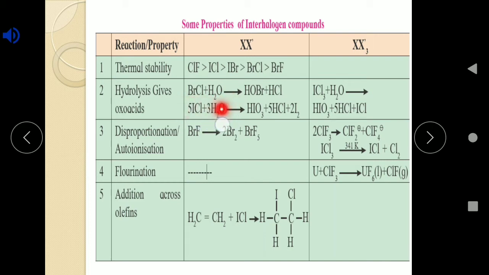Now, BrCl on water gives two acids. One of them is oxoacid, HOBr, and the second is HCl. The same way, ICl on hydrolysis, that is reaction with water, gives HIO3, iodic acid, HCl, hydrochloric acid, and iodine. And this ICl3 on hydrolysis again gives HIO3, that is iodic acid, hydrochloric acid, but instead of I2 it gives ICl.